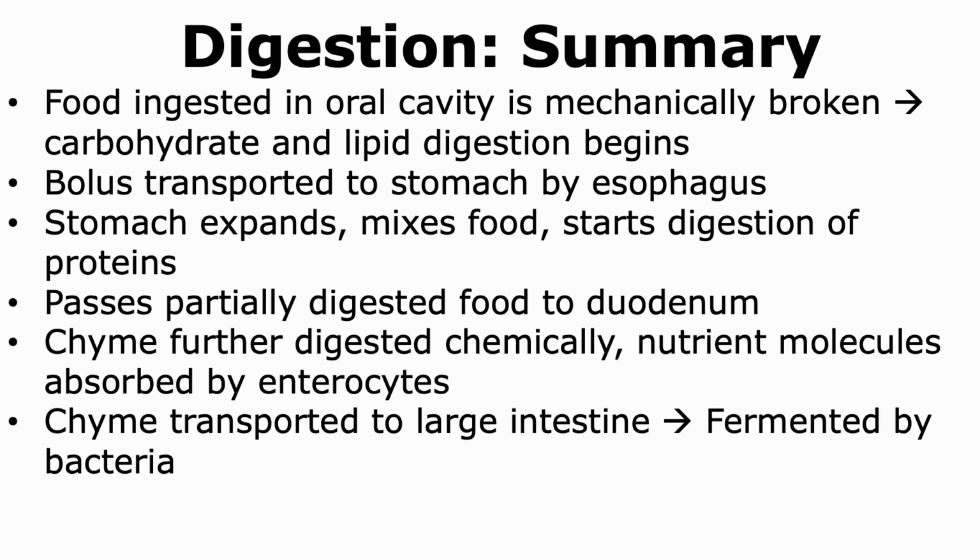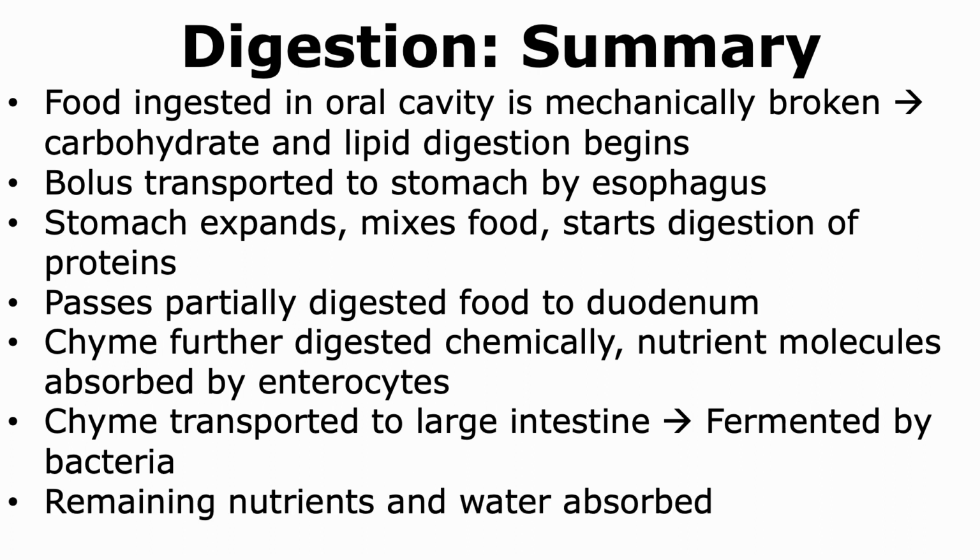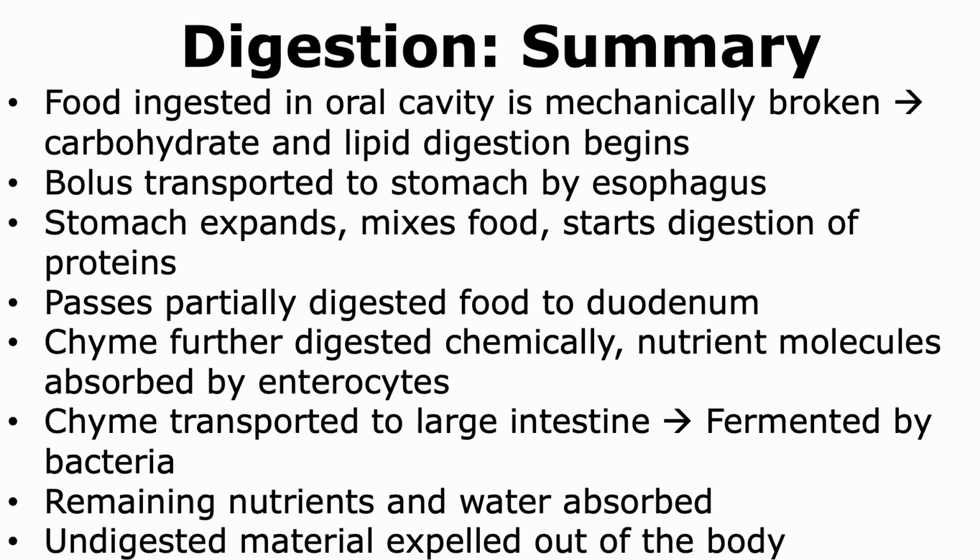The chyme then gets transported to the large intestine, where any undigested material is acted upon by the bacteria present in the large intestine and is fermented. It should be noted that there are other types of microorganisms also, but bacteria are the most numerous. The remaining nutrients that have been broken down are absorbed in the large intestine, and the undigested material is stored in the rectum and finally expelled out of the body through the anus.